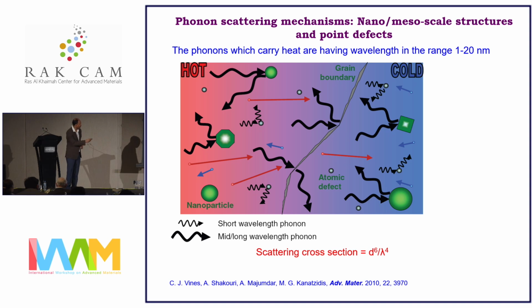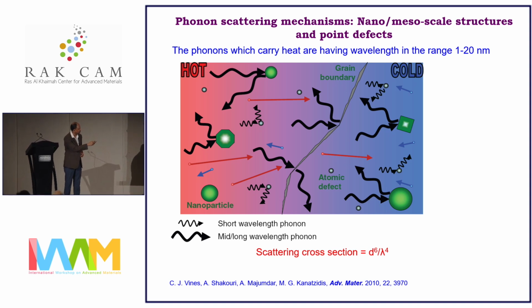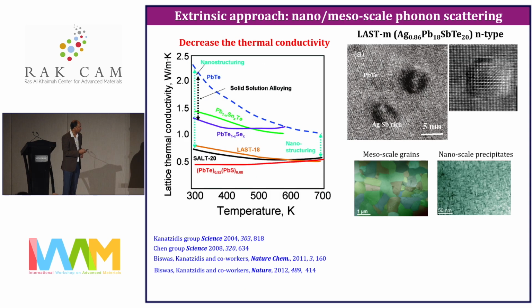So people devised a mechanism where they put nanoprecipitates in a solid matrix. The nanoprecipitates are the size of the mean free path of the acoustic phonon, which is actually 1 to 20 nanometer, and they scatter this acoustic phonon tremendously and decrease the thermal conductivity. A specific example is this lattice thermal conductivity versus temperature plot of the champion material in the field of thermoelectrics, lead telluride.